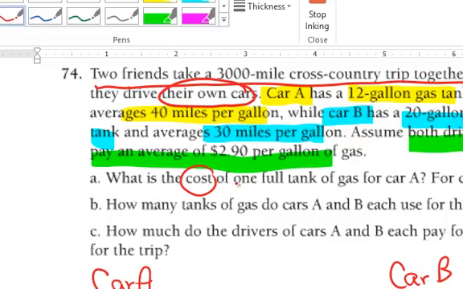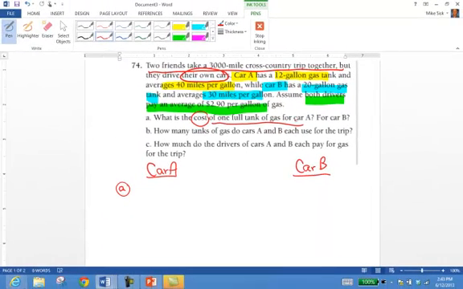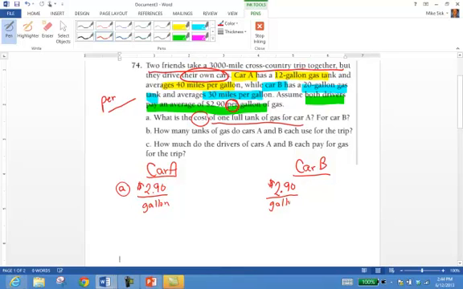we want to know the cost of one tank of gas for car A. We know we're going to pay money for it, obviously, because we want to know cost. And it said the cost was $2.90. And notice the word per gallon. When it says per, always think of per as having a line, which means divide. So $2.90 per gallon. I'm going to write it like that for both drivers.